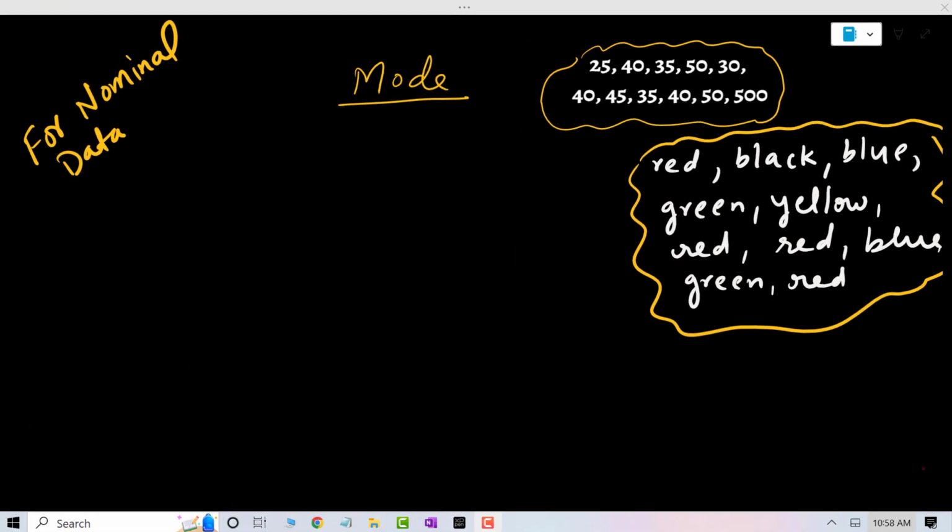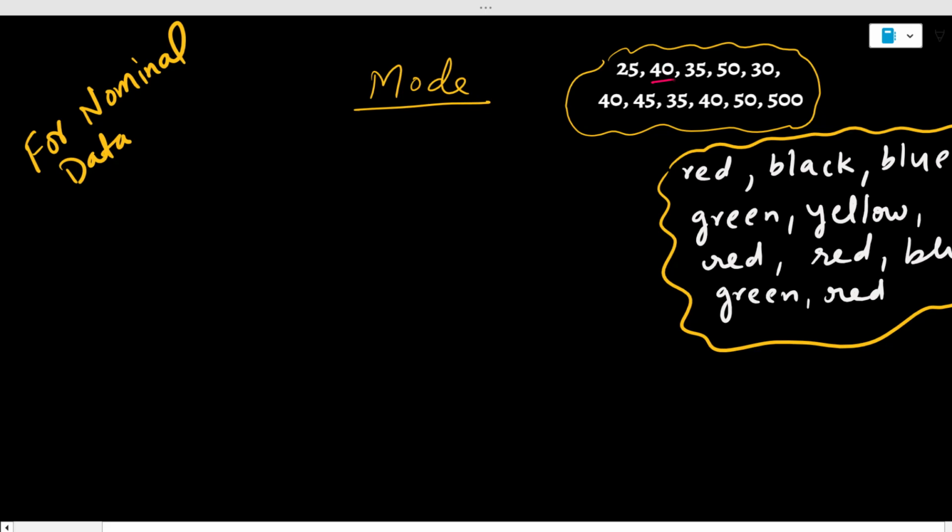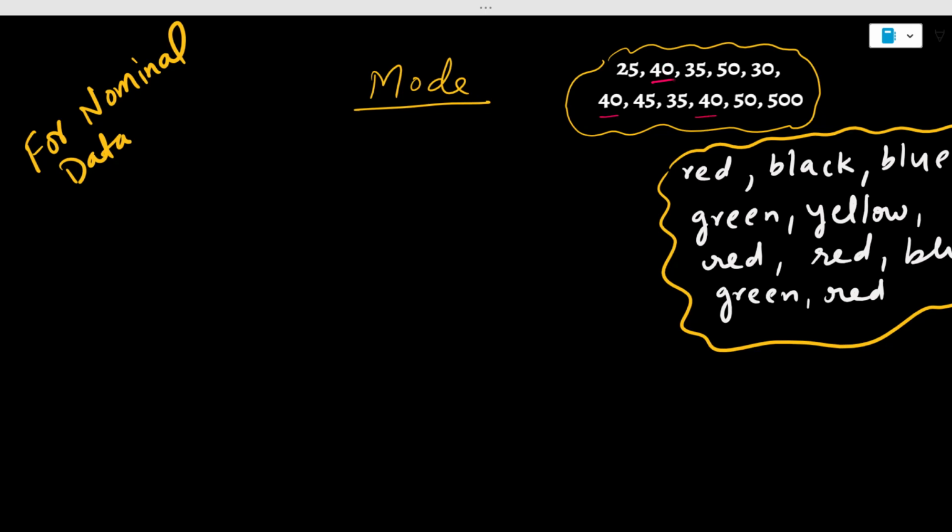Mode is the third measure of central tendency, and it indicates the most occurring value in the data set. Although we can use it for numerical data, let's say in this case of prices in the shop, we find that the most occurring price is 40. So in this case, mode is equal to 40. So what we can deduce from here is that most of the products in the shop are priced at $40.